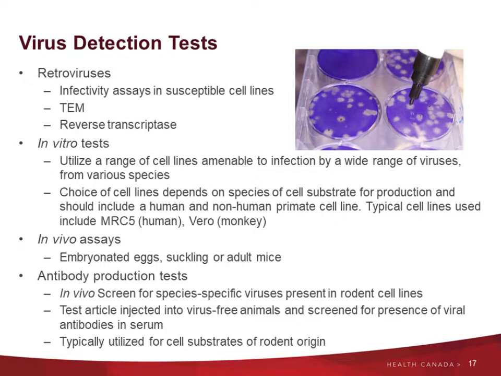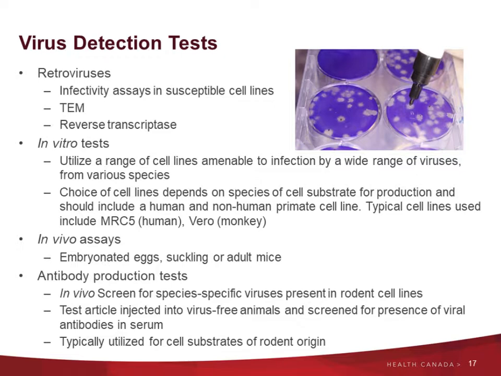So some of the virus detection tests that are used for retroviruses, assays should be performed in susceptible cell lines. Also, transmission electron microscopy should be performed. And also, if the first two tests do not detect any virus, then reverse transcriptase assay is to be used according to ICH Q5A. So in vitro tests should utilize cell lines that are amenable to infection by a wide range of viruses from various species.